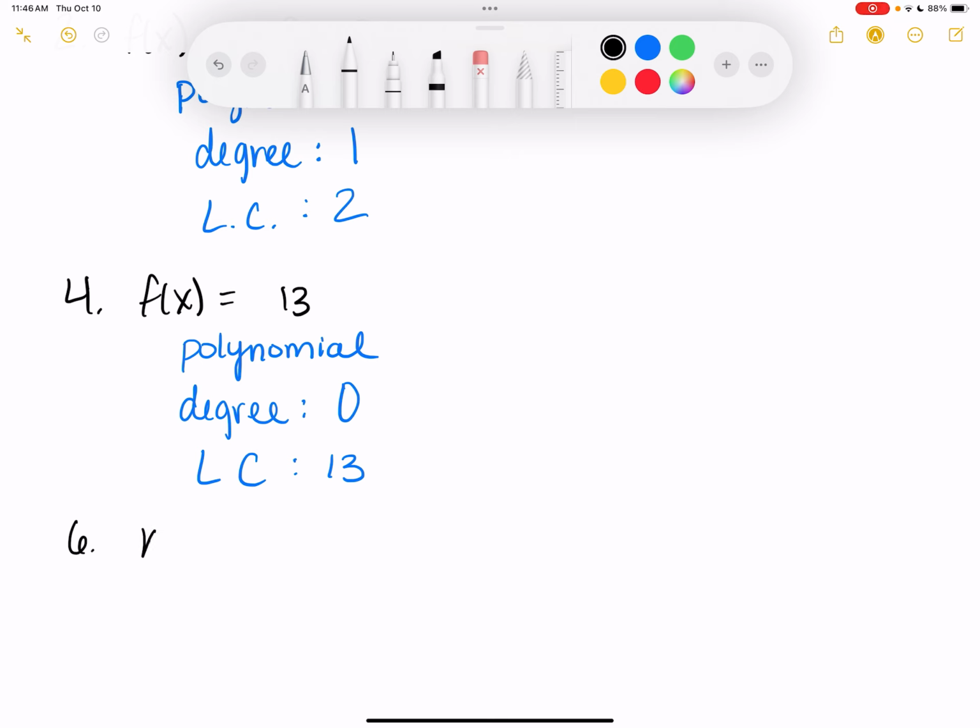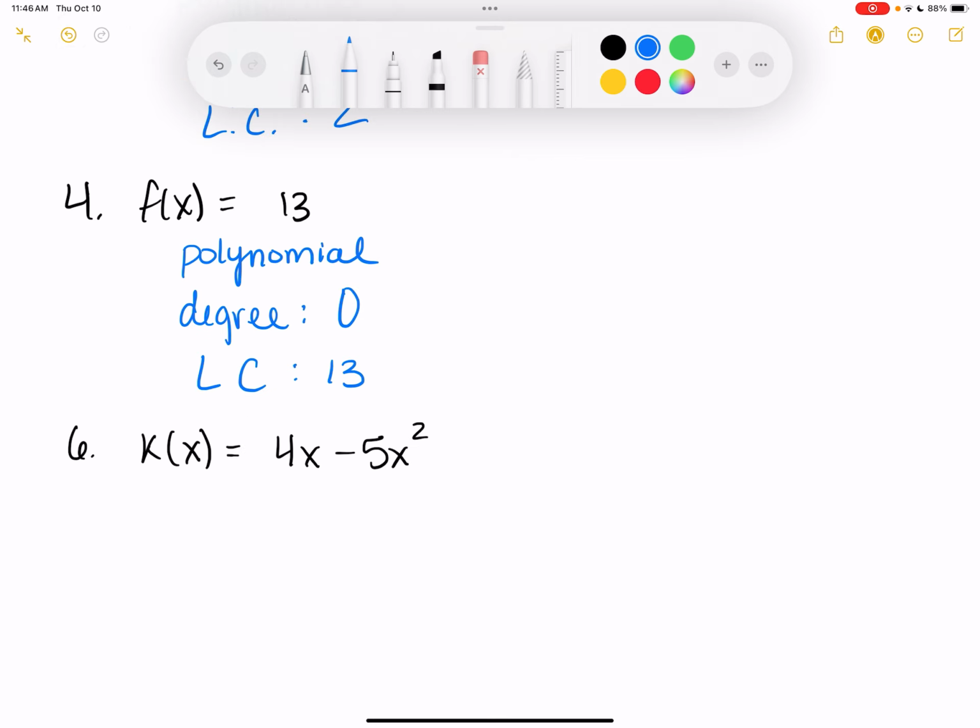Number 6, k of x equals 4x minus 5x squared. Is this polynomial? How do we know? It is polynomial. Everything is polynomial. What is the degree? 2. Leading coefficient?